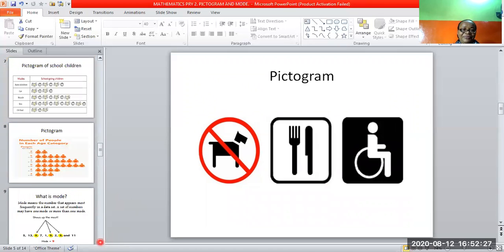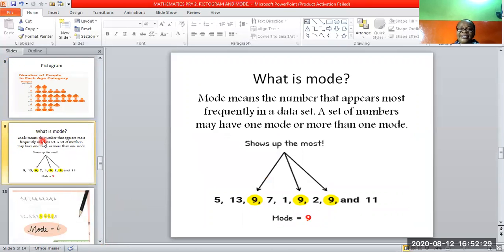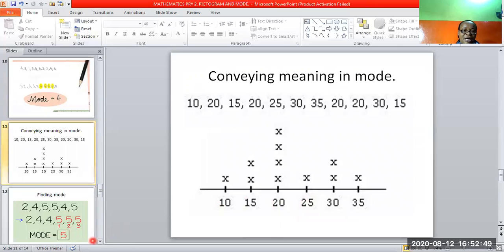Are we clear? Beautiful. We also said that mode means the number that appears most frequently in a data set. And we have said that in this given example, number 9 is our mode. Are we clear? Beautiful.